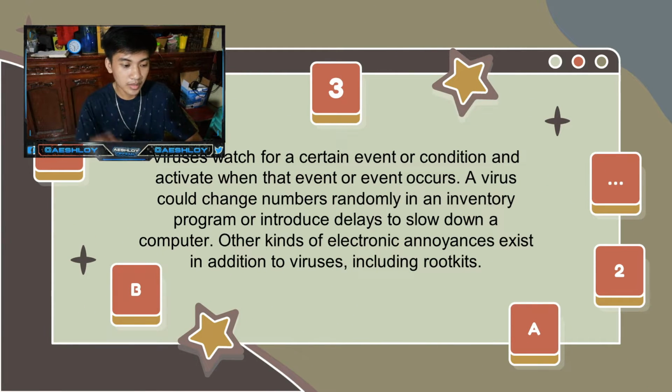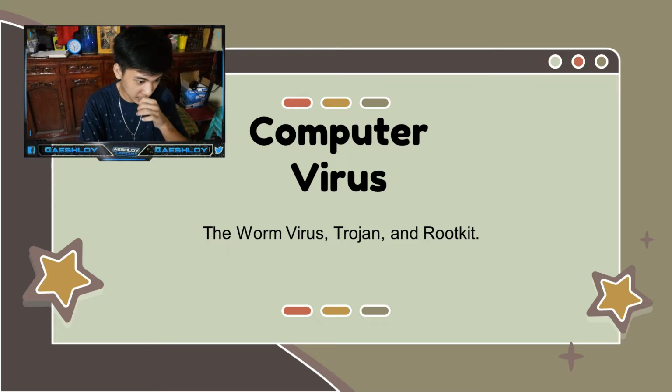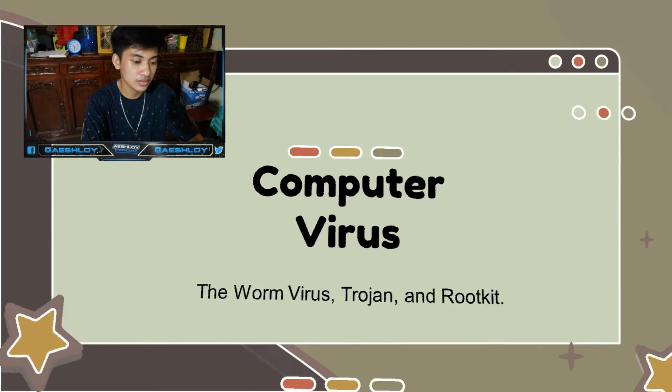And number 3, viruses watch for a certain event or condition and activate when the event occurs. A virus could change numbers randomly in our inventory program or introduce delays to slow down a computer. Other kinds of electronic annoyances exist in addition to viruses, including rootkits. So we have the computer virus. We have a few computer virus examples right here. So we have the worm virus, the Trojan virus, and the rootkit virus.